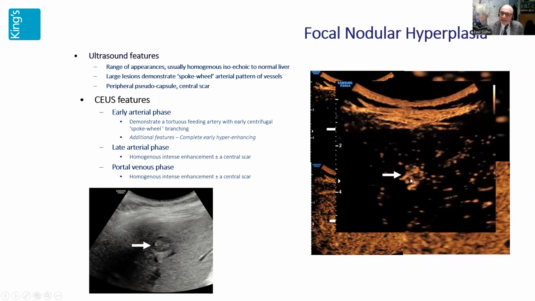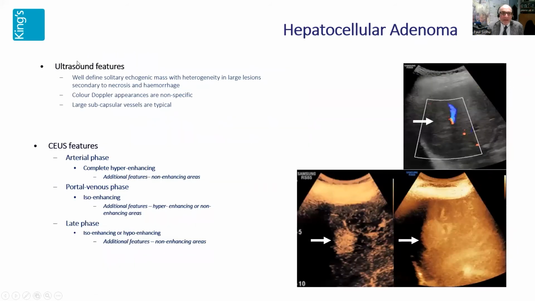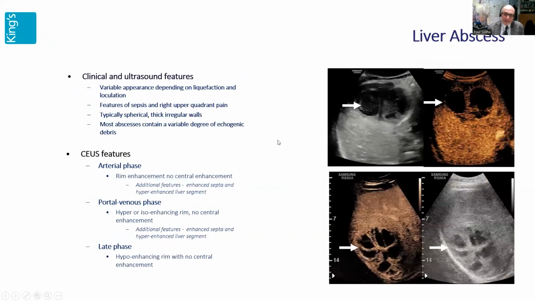That's the clue. The very beginning, that spoke wheel enhancement is characteristic. A hepatocellular adenoma behaves slightly different. It is usually hyperenhancing and remains hyperenhancing throughout the various liver phases, but the pattern of arterial enhancement is usually from the peripheral to the center rather than the center outwards. There are some caveats with adenomas depending on the cell type, and one or two of these cell types actually do show some late washout.